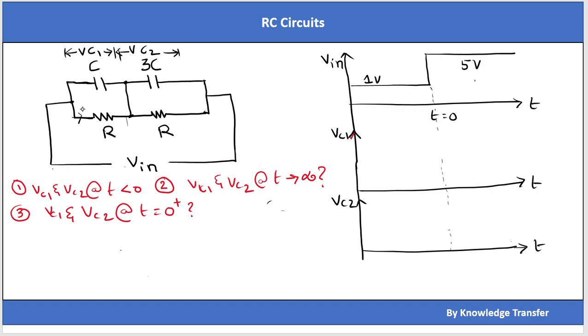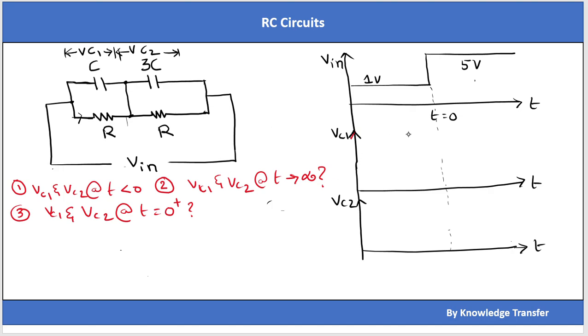Hello everyone. In this video, we need to find the voltage across this C and the voltage across this 3C, which are VC1 and VC2. I am giving the input voltage of this waveform. First, until t equal to 0, the input voltage is 1 volt. At t greater than 0, the input voltage rises from 1 volt to 5 volt. So I need to find the voltage at t less than 0, at t tends to infinity, and at t equal to 0 plus.